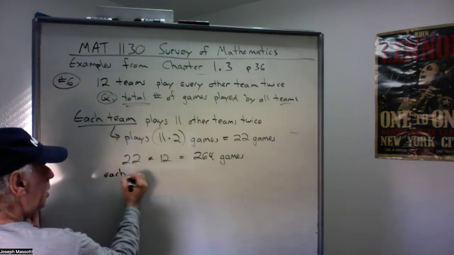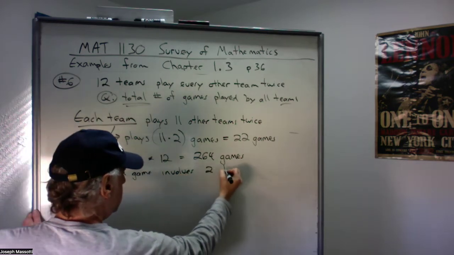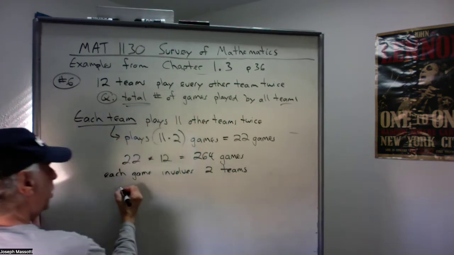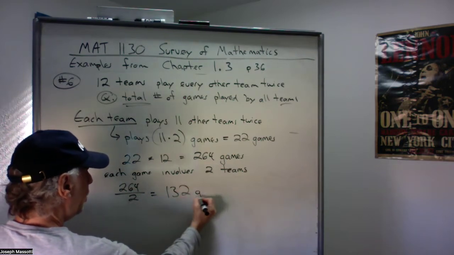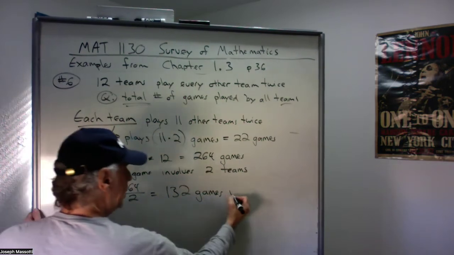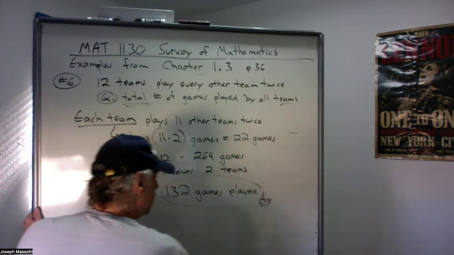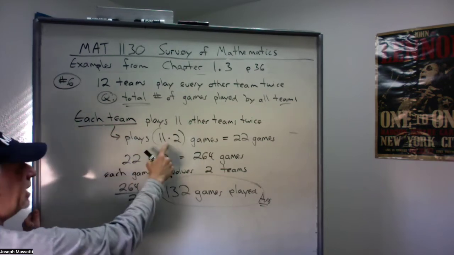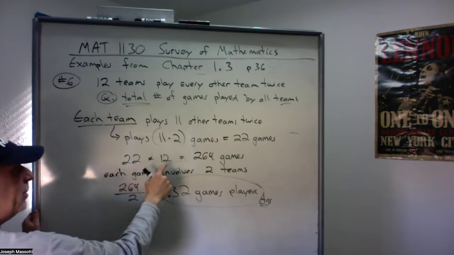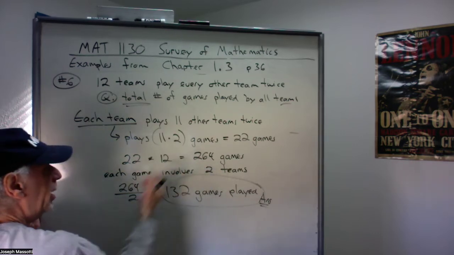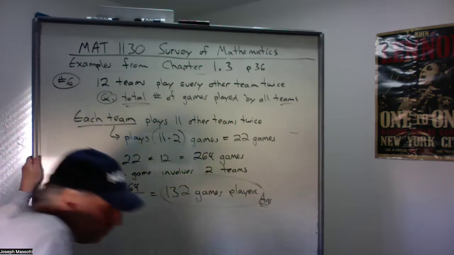Each game involves 2 teams. So you're going to divide that number by 2 and get the total of 132 games played. And that's going to be your answer. All right? Each team, 12 teams, plays the other 11 teams twice. Each team plays 22 games. 22 games, 12 teams, 264. Each game involves 2 teams, so you divide it by 2, and you get 132 games.